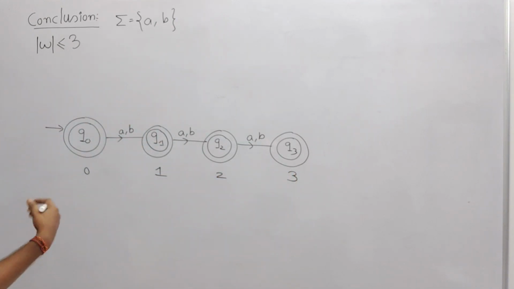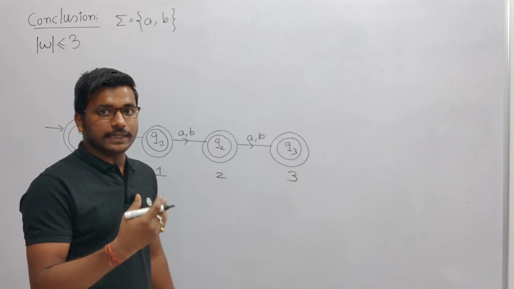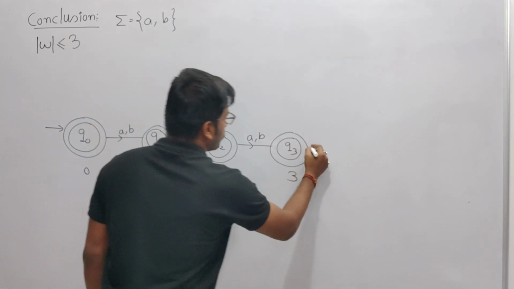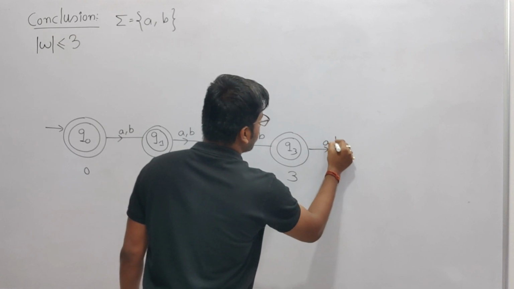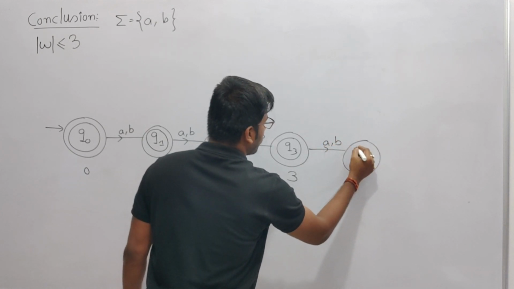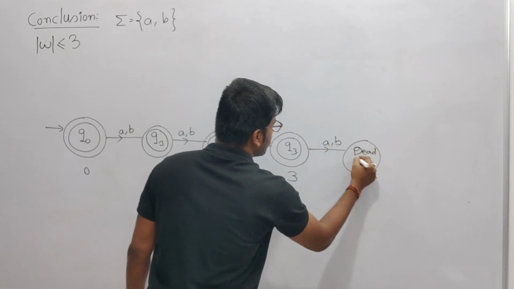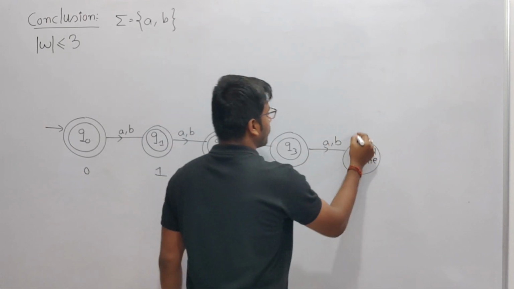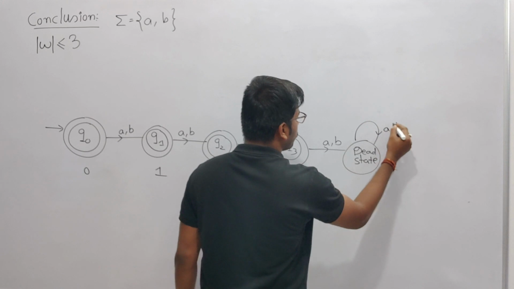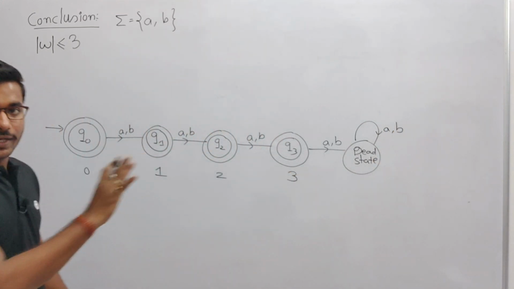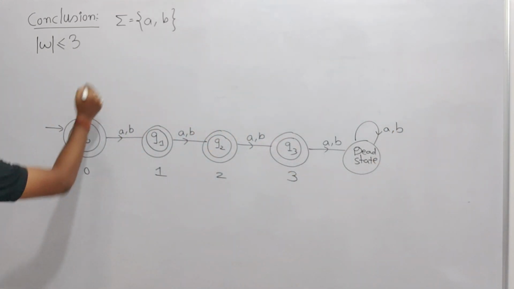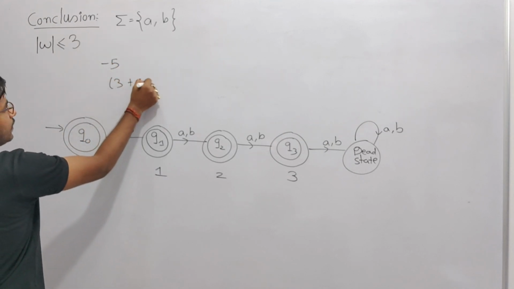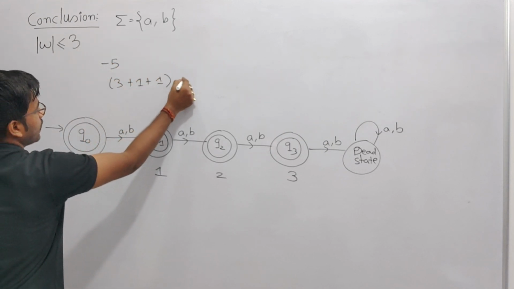Now by getting another a comma b at q3, the length will become 4, but length 4 does not belong to this language, so it will go to the dead state, because when it reaches length 4, there is no chance it will ever be accepted. After getting a comma b, it will stay there in the dead state. So here how many states do you require? 5, because 3 for this, 1 for the initial state and 1 for the dead state, total 5.